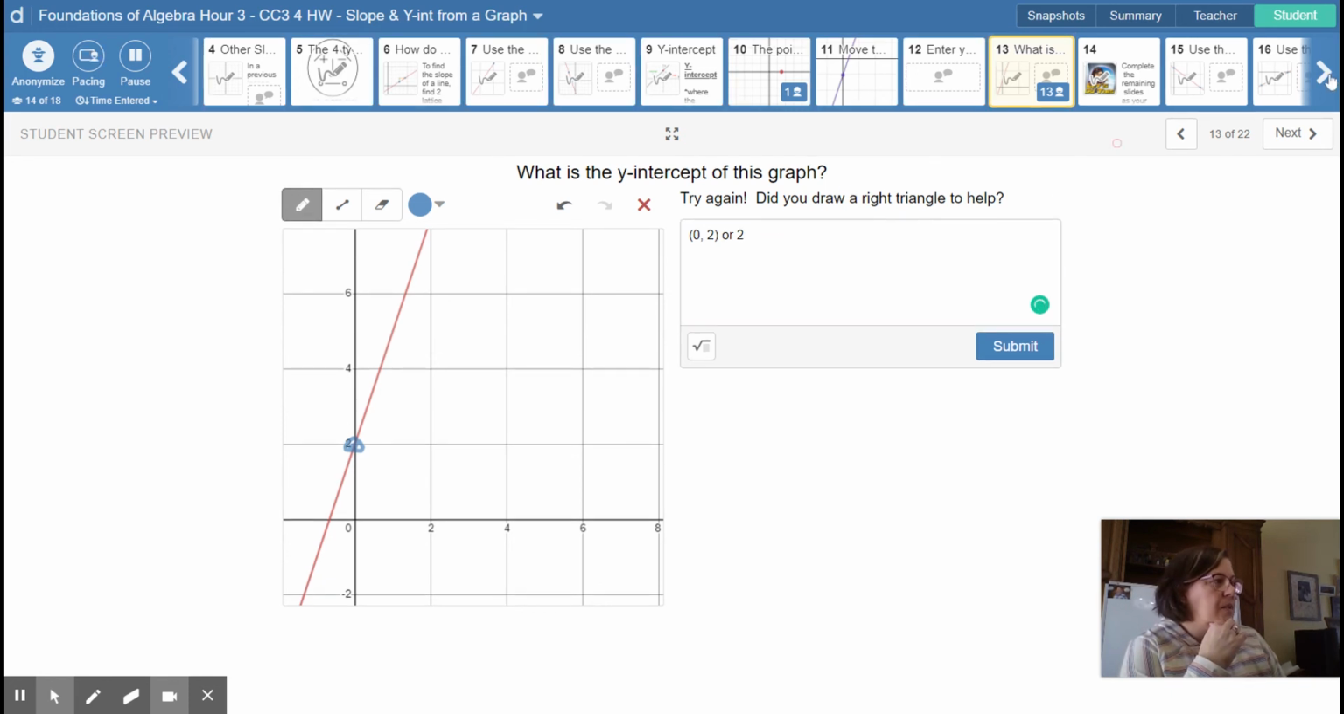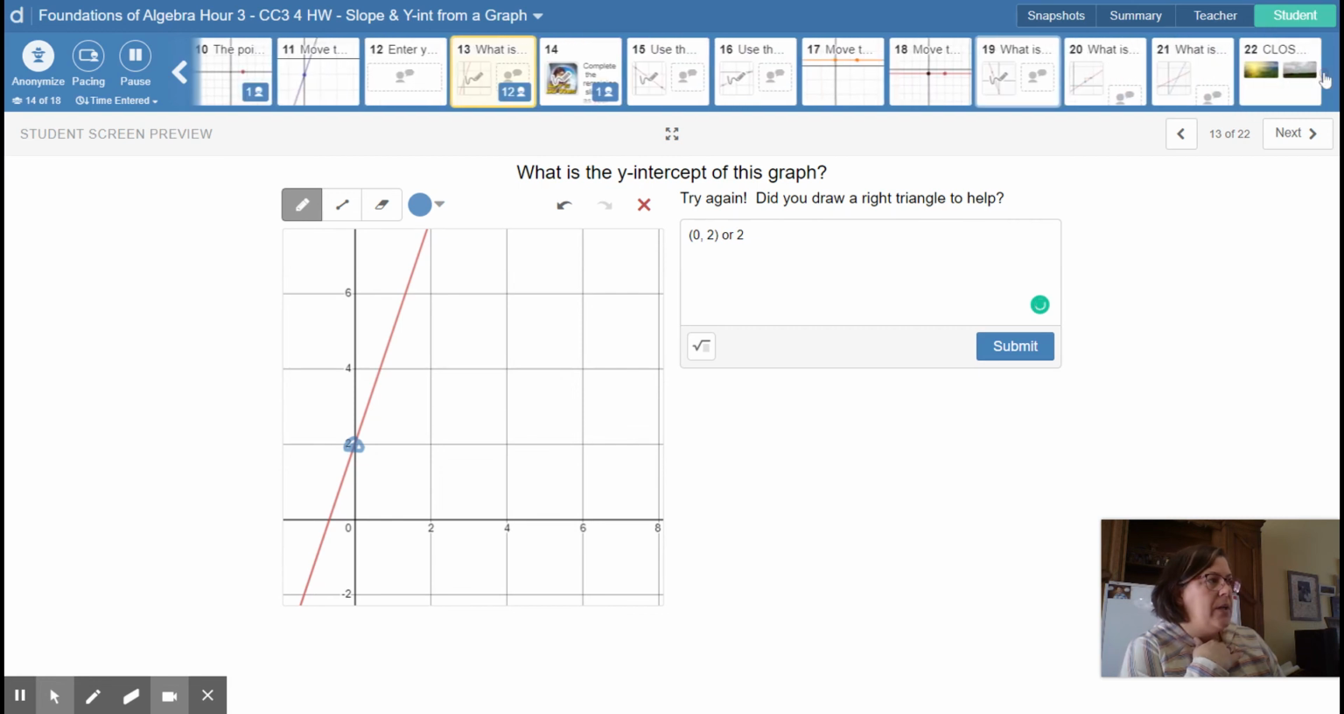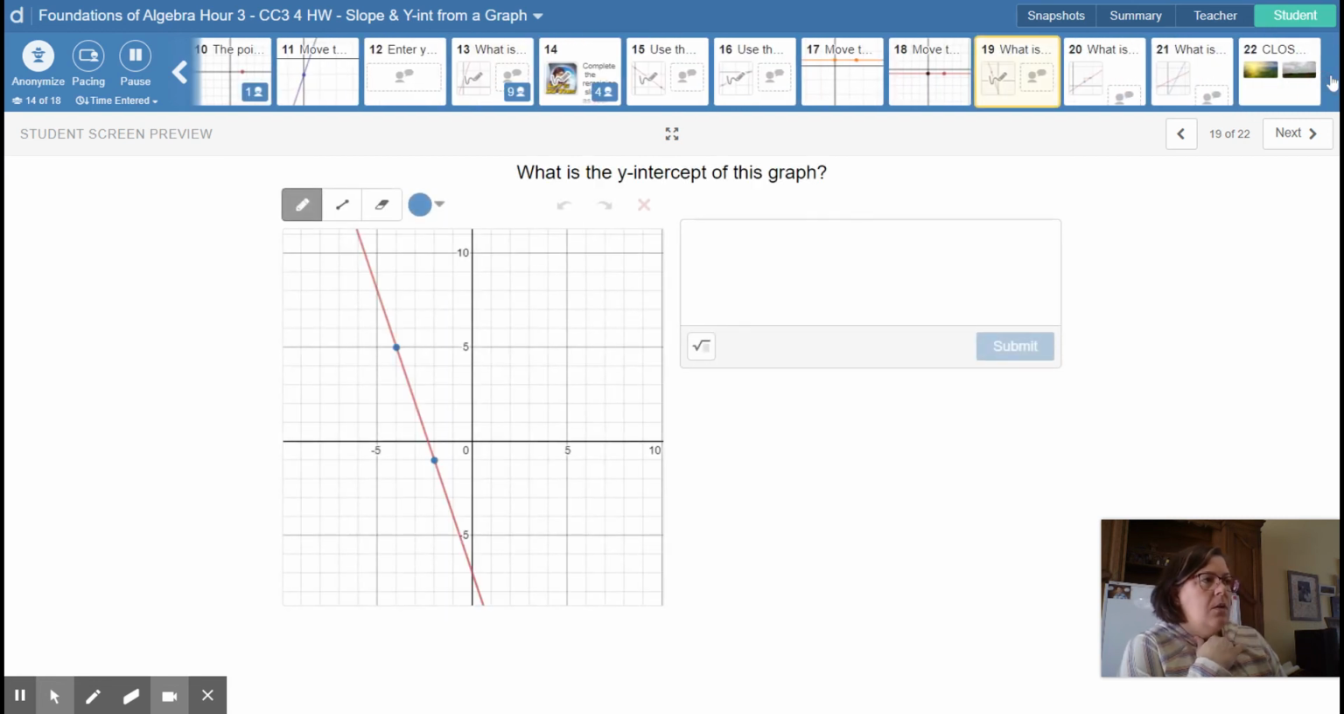All right, so the rest of your assignment is actually to finish all of the slides up through slide 22 in terms of slope and y-intercept from a graph. And if you have any questions, feel free to drop them either in GoGuardian or in this chat here. And then also remember to go back and finish any of the Desmos 1, 2, and 3. So we've got a few minutes left in class. So you can go ahead and get to work on that.